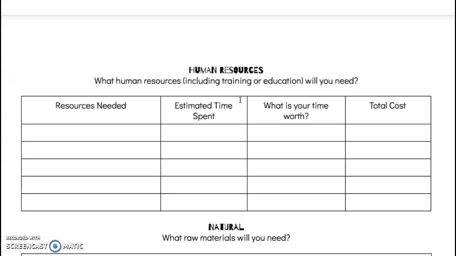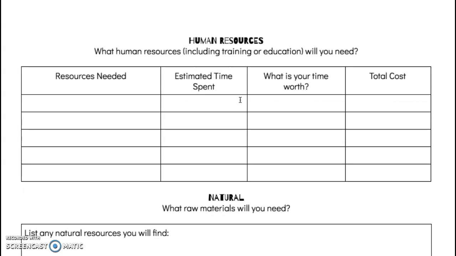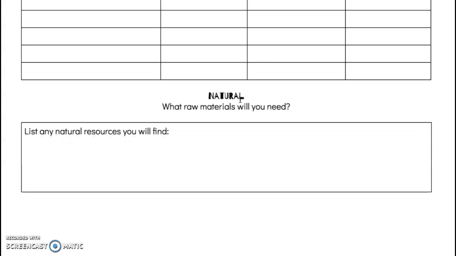We also have a spot to add your human resources. This is any education or training. This might not cost any money, but it might cost your time, and your time is valuable. So we want to make sure that we record that and factor into our price. And finally, you'll just list any natural resources that you plan to find or get for free.